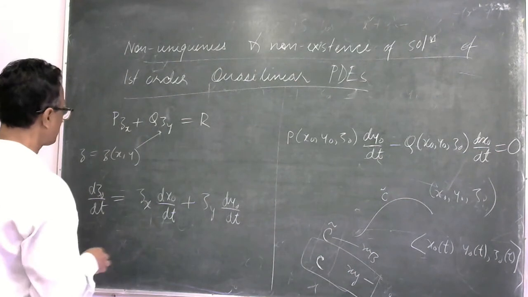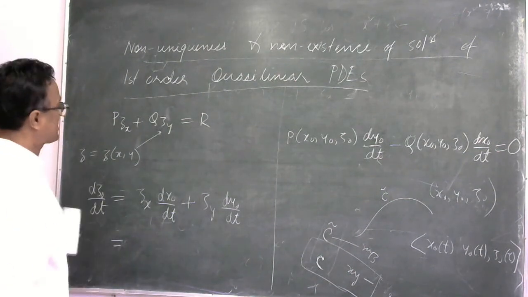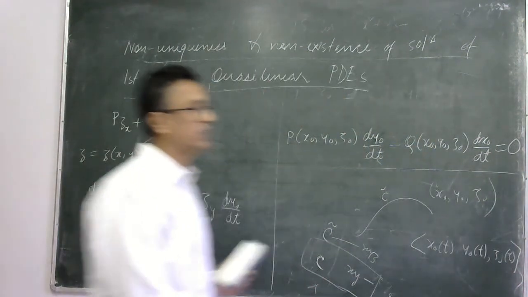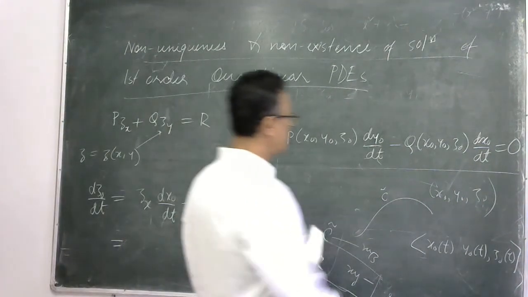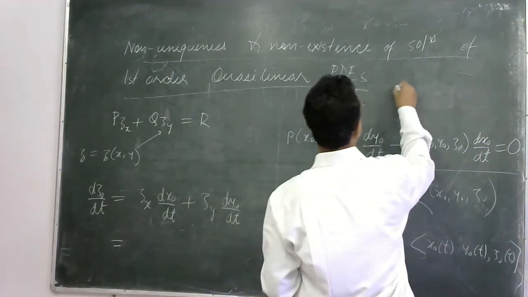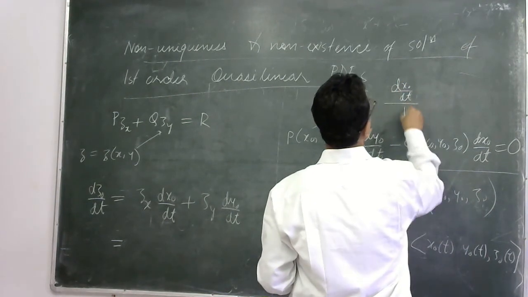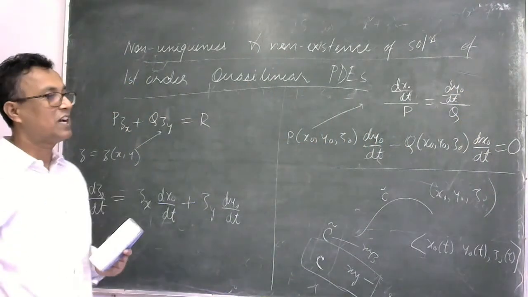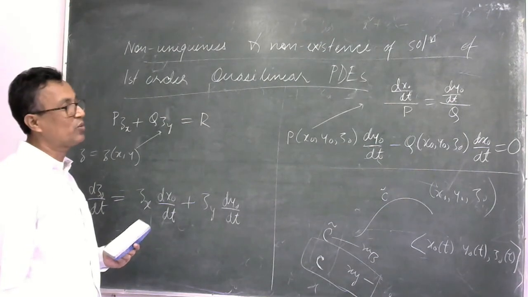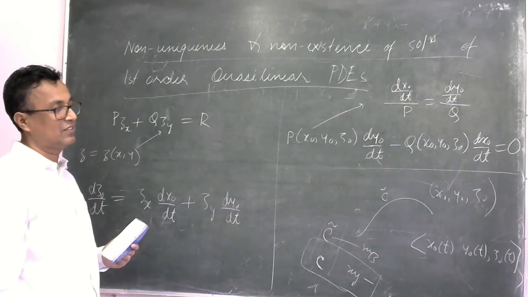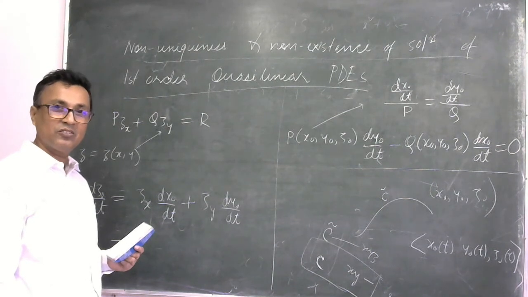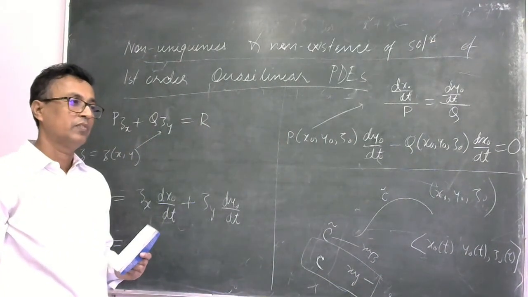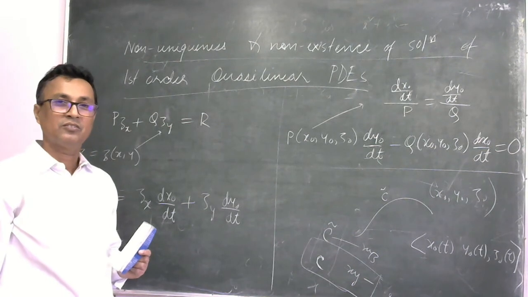So then what must happen? Now, if this is the condition that has been given, then from here you can see that dx0/dt divided by p equals dy0/dt divided by q, isn't it? This I have already done today at some juncture. From here, of course, at the point x0, y0, z0. Is it okay with everybody? Fine?